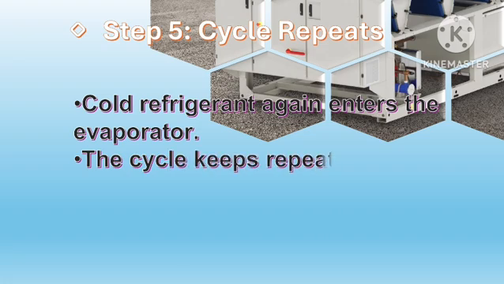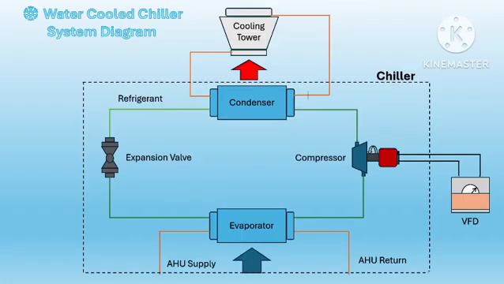After that, the expansion valve reduces pressure and makes refrigerant cold. Finally, this cold refrigerant again enters the evaporator and the cycle repeats.